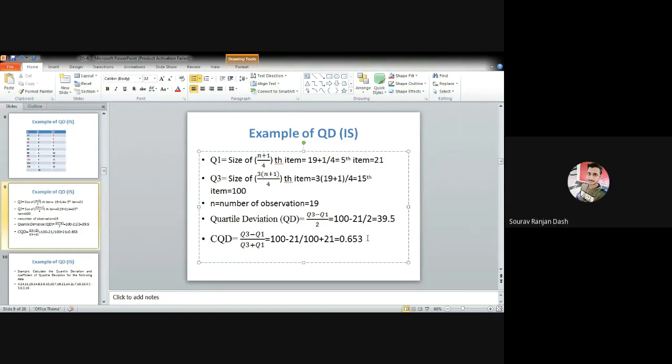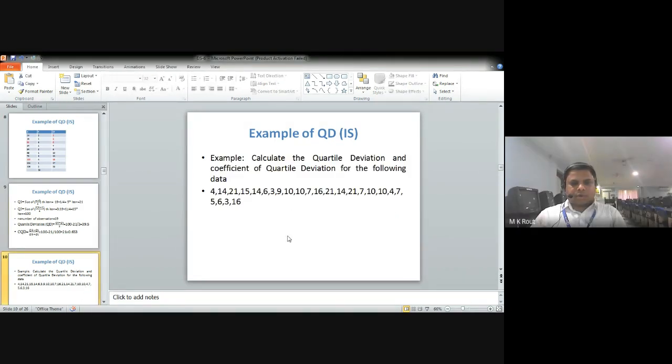Yes, sir. Shall I move to the next example? Yes, sir. Okay, so this is the example for you. Try to solve this one. Calculate the quartile deviation and coefficient of quartile deviation for the following data.